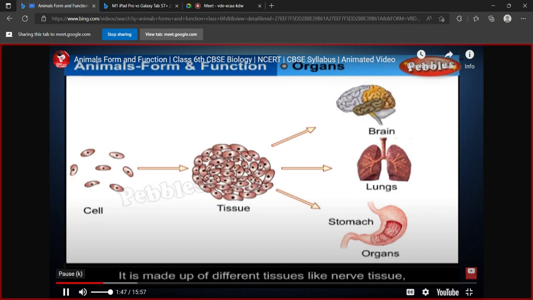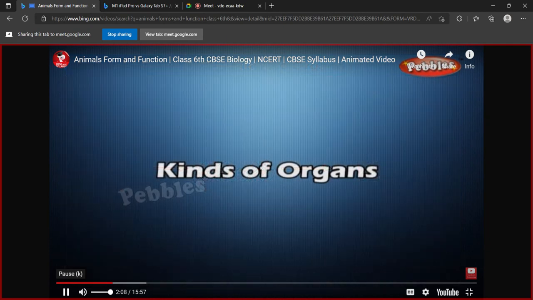It is made up of different tissues like nerve tissue, blood tissue, fat tissue, and muscle tissue. Your stomach, mouth, food pipe, and small intestine are all organs. These are organs of digestion. An organ performs a specific function.